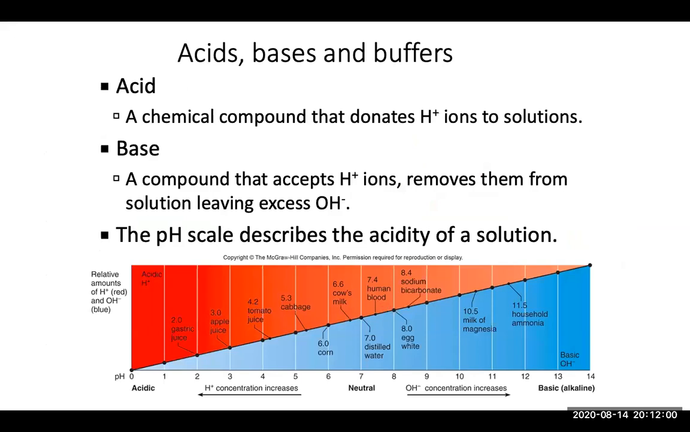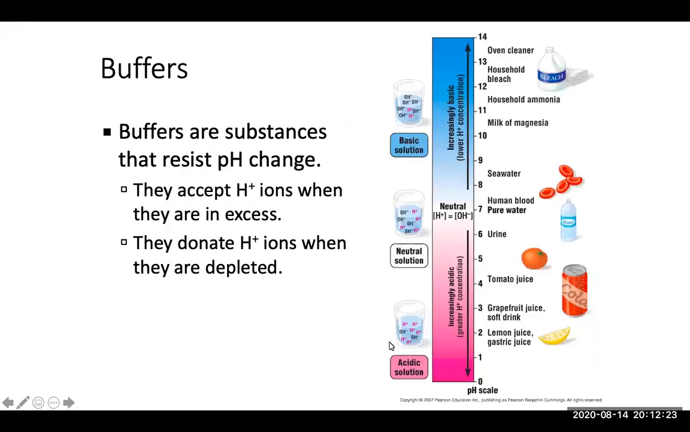And acids, bases, and buffers. An acid is a chemical compound that donates hydrogen ions, and a base accepts hydrogen ions. The pH scale describes the acidity. 7 is completely neutral. Anything over 7 is considered basic, and anything less than 7 is considered acidic. And those are examples of acidic and basic solutions.